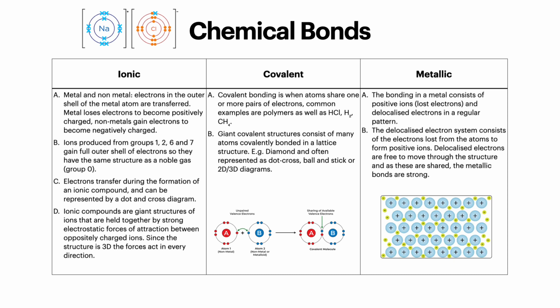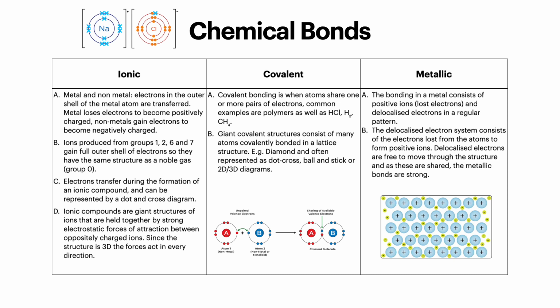Giant covalent structures consist of many atoms covalently bonded in a lattice structure. An example of this is diamond, often represented as dot cross diagrams, ball and stick, or 2D or 3D diagrams. You can see a dot cross again. Well, it's not quite dot cross, but it's a similar idea. So imagine all the blue are crosses and the reds are dots, and that's how you'd want to draw it. And then we've got metallic, which is our final type of chemical bond.